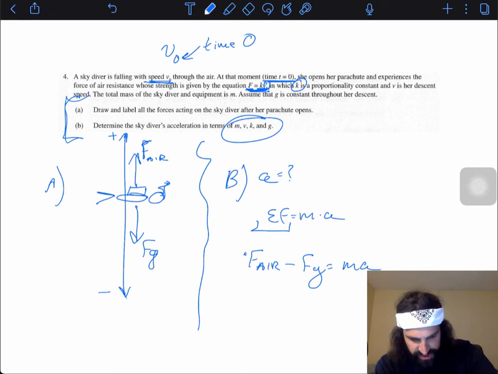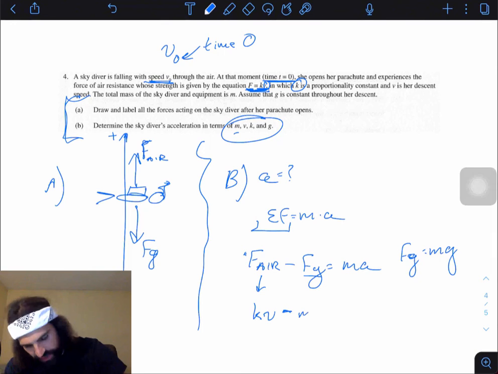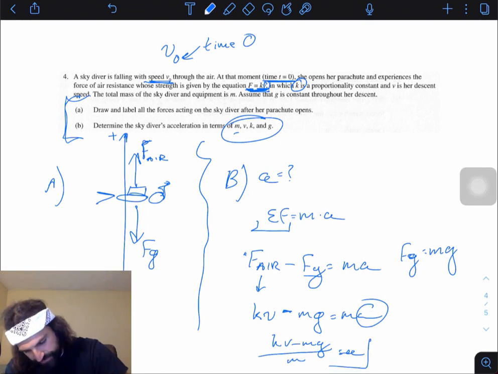But we're not allowed to use F air. We're not allowed to use Fg, so we need to replace both of those. Well, they already told us F air is equal to kV. And we're not allowed to use Fg, but we always know the weight is equal to mass times gravity. So kV minus mg equals ma. Solving for a, (kV minus mg) over m equals a. Done.